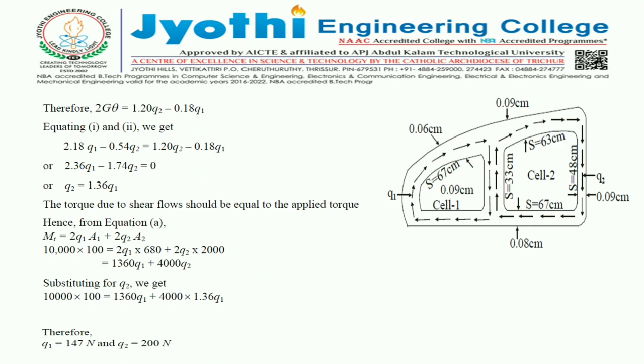Next, the equation for torque. Torque T is equal to 2Q1A1 plus 2Q2A2. The value of torque is given in the question. By substituting the values, we get 10,000 into 100 is equal to 1360 into Q1 plus 4000 into 1.36 Q1. By substituting Q2 is equal to 1.36 Q1, we get the value of Q1 as 1.47 Newton and Q2 as 200 Newton.